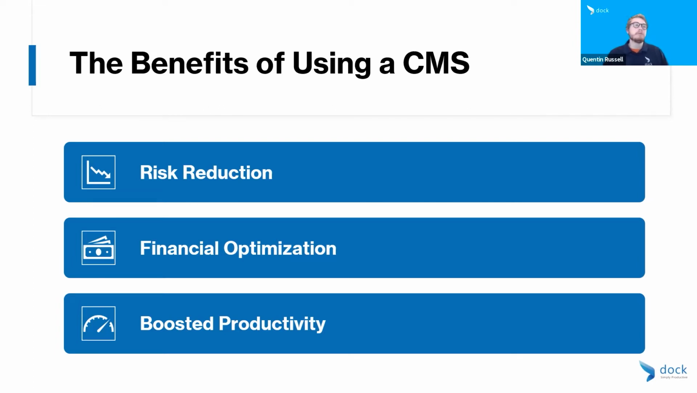The last one is boosted productivity. With a contract management system, you're able to track critical milestones and create automated alerts and tools that let users schedule notifications as needed. So you're able to get rid of a lot of the manual processes for task generation and assignation.